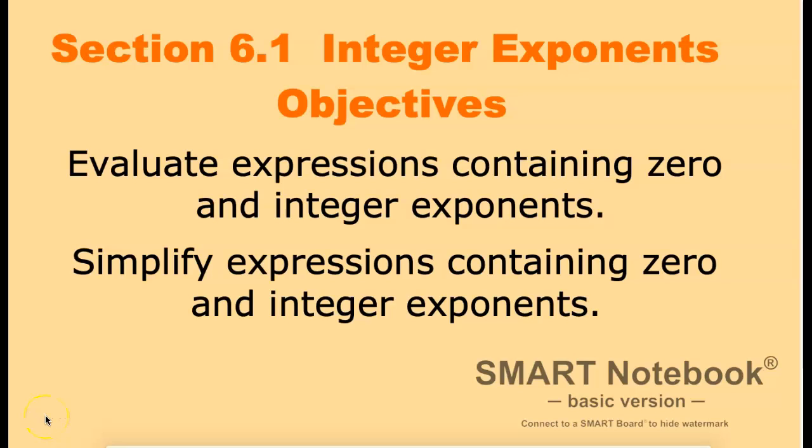We're now moving into Chapter 6, which is exponents and polynomials. So today in section 6.1, we're going to talk about the exponent integers. So our objectives are evaluating and simplifying expressions that contain 0 and integer exponents. Integer exponents mean negative numbers.